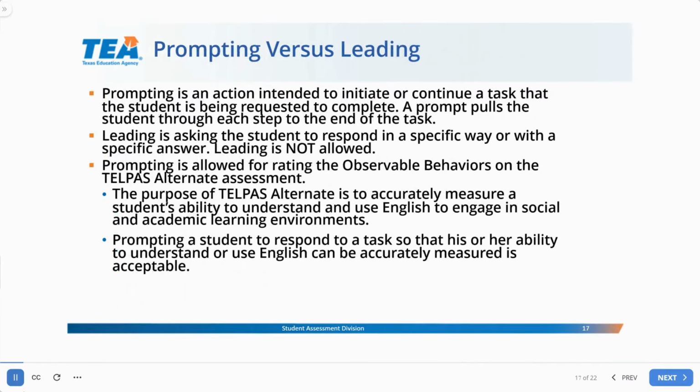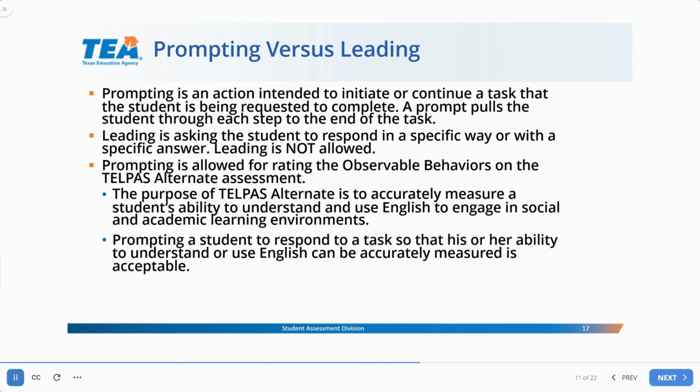Prompting is an action intended to initiate or continue a task that the student is being requested to complete. A prompt pulls the student through each step to the end of the task. Leading is asking the student to respond in a specific way or with a specific answer. Leading is not allowed. Prompting is allowed for rating the observable behaviors on the TELPAS alternate assessment.